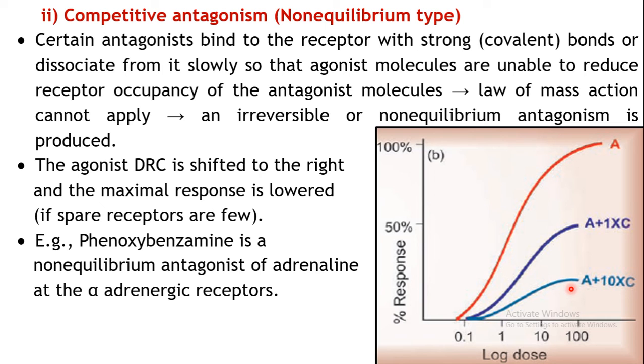That is not the case with the equilibrium type. There, only a parallel shift in the DRC is taking place. Over there it was surmountable, but this is not surmountable. No matter how much you increase the amount of agonist, your antagonism will not be reversed. An example is phenoxybenzamine. This is a non-equilibrium antagonist of adrenaline at the alpha-adrenergic receptors.